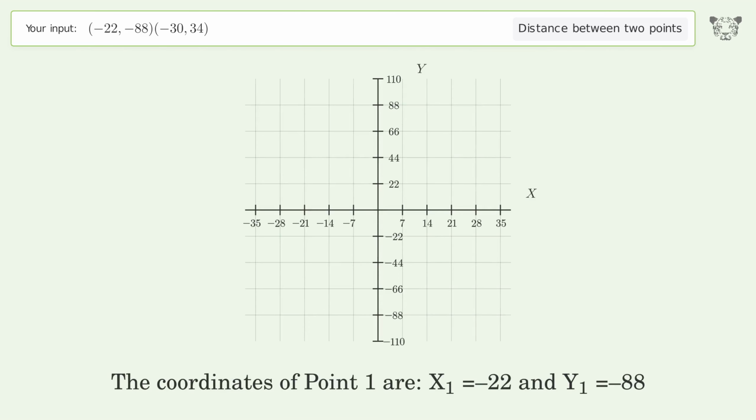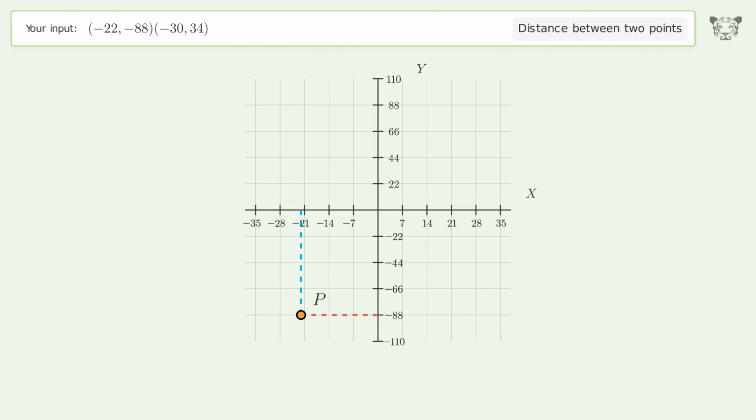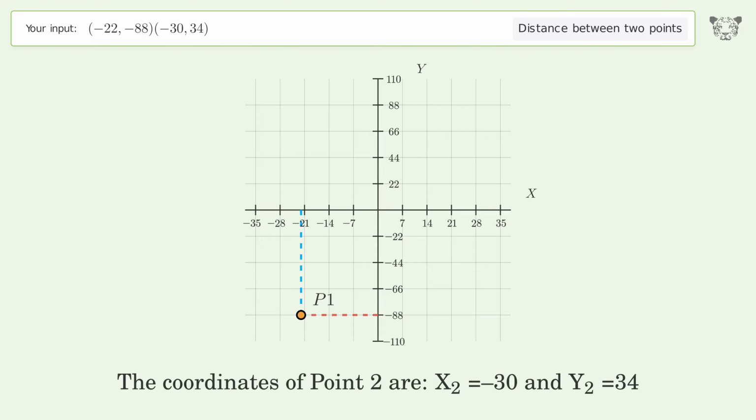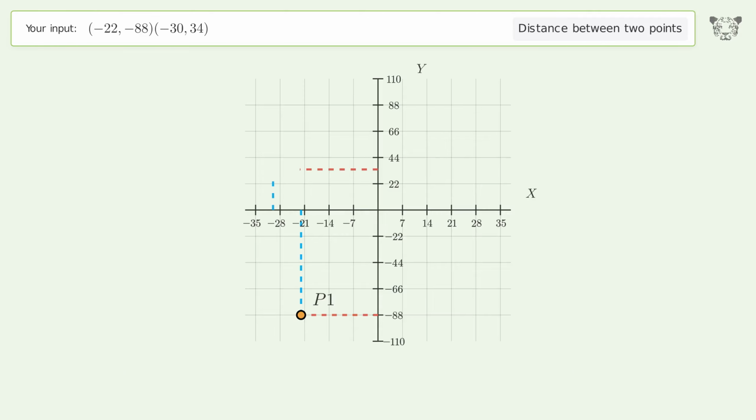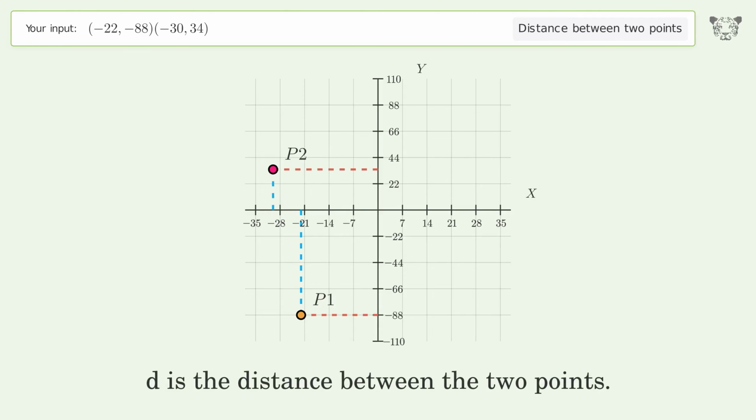The coordinates of point 1 are x1 equals -22 and y1 equals -88. The coordinates of point 2 are x2 equals -30 and y2 equals 34. D is the distance between the 2 points.